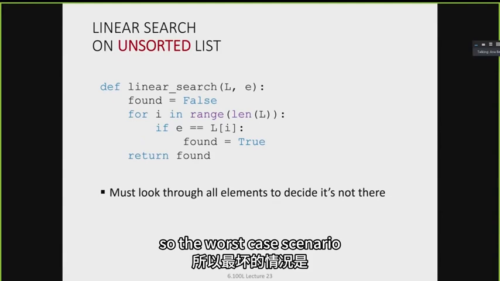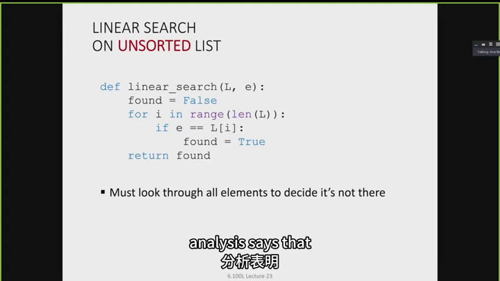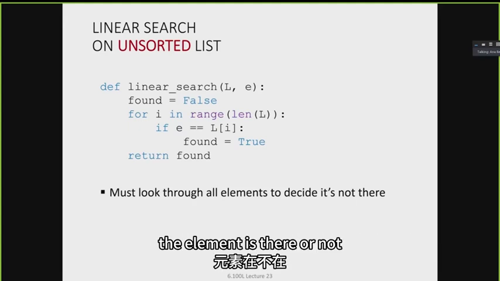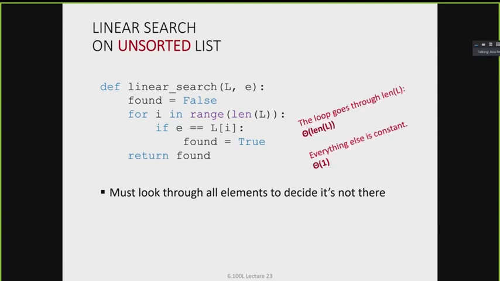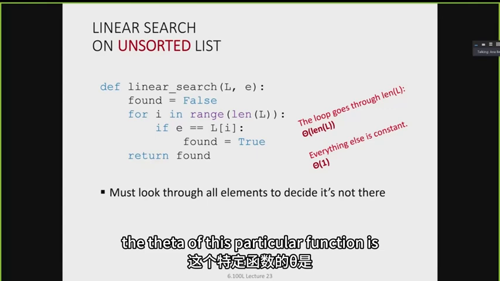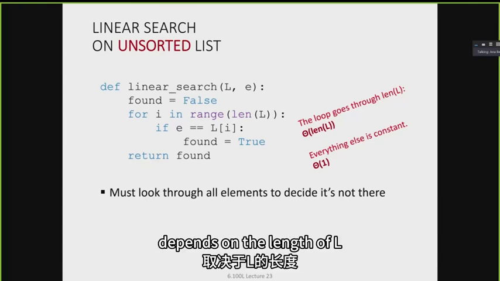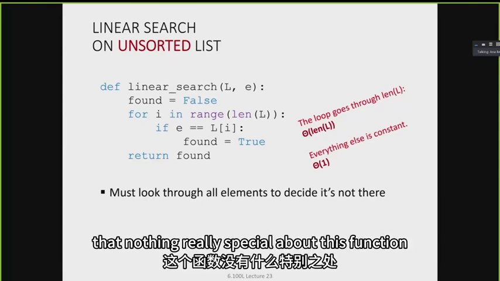So the worst case scenario analysis says that we have to look through the entire list to determine the element is there or not. So the theta of this particular function is theta of length L. Right? There's only one loop, depends on the length of L, nothing really special about this function.